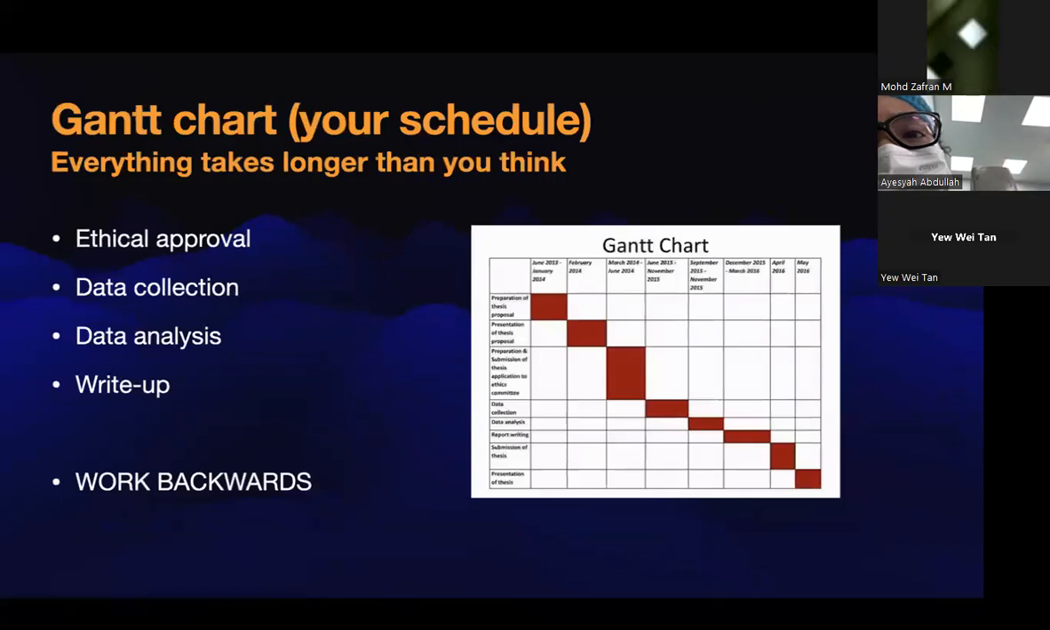Everything takes longer than you think. Okay, so ethical approval somehow always takes longer. I don't know why. Data collection always takes longer. So those who have allocated 3 months, it usually ends up being 6 to 9 months. Those who have allocated a year, it usually ends up being 2 years.